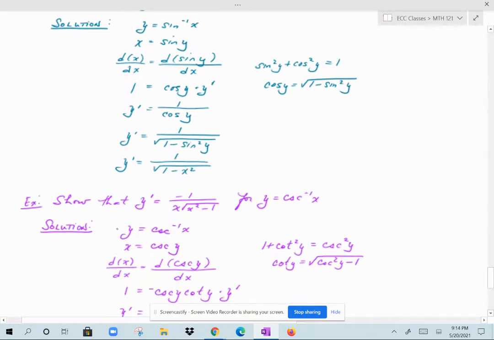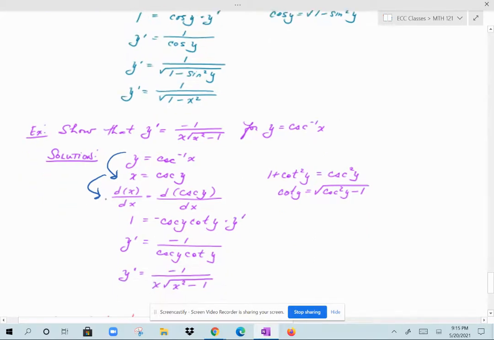So first we start with y equals cosecant of x, and we rewrite that in terms of x. So x is now equal to cosecant of y. Then I take the derivative of both sides with respect to x. So dx is 1. But the derivative of cosecant of y is negative cosecant cotangent, both of y, times the derivative of y, which is y prime, or dy dx.